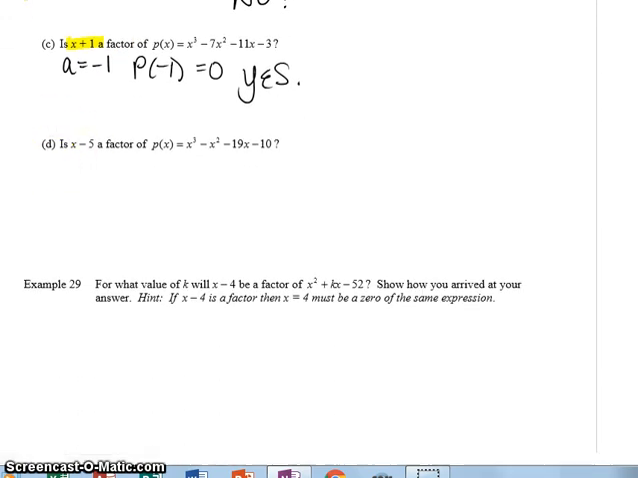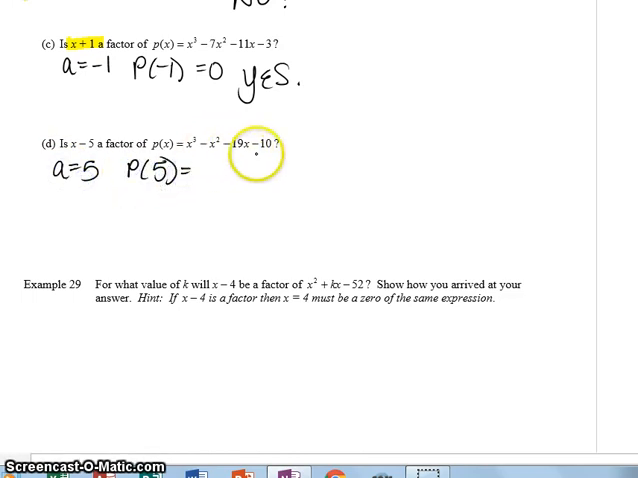All right, D. D, your A is equal to positive 5. So P of 5, you substitute in 5 cubed minus 5 squared minus 19 times 5 minus 10. I get -5, so it is no. What does that mean? X minus 5 is not a factor of that.